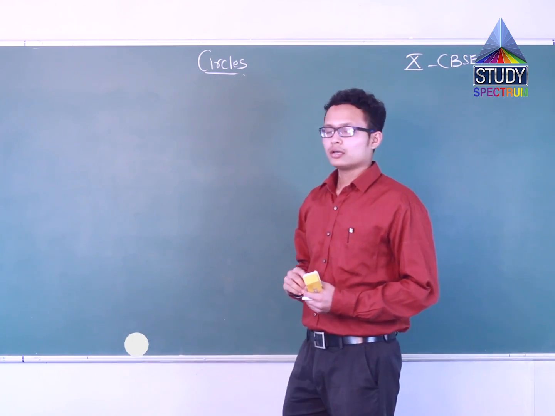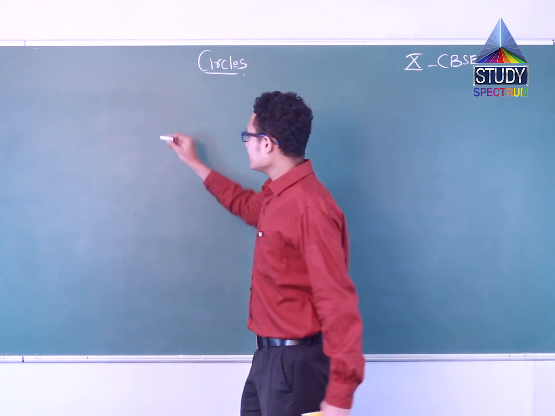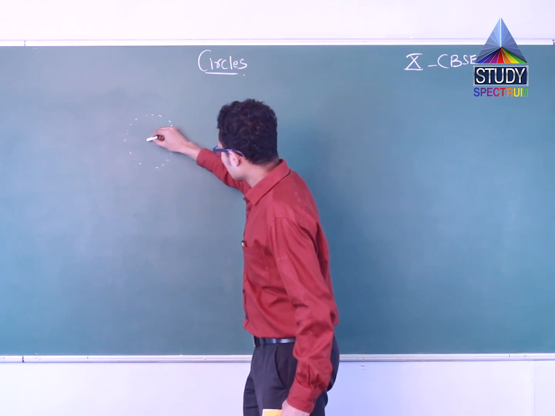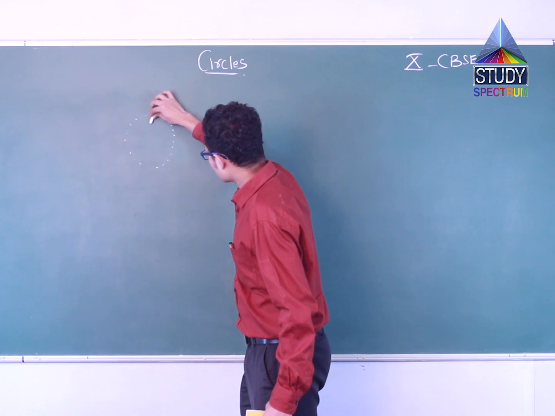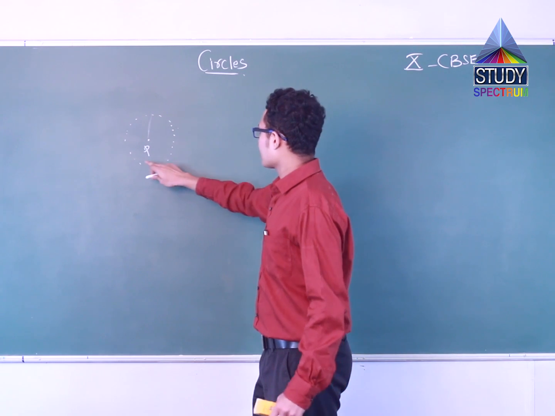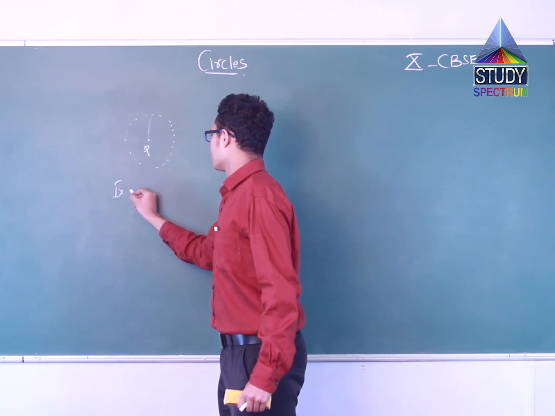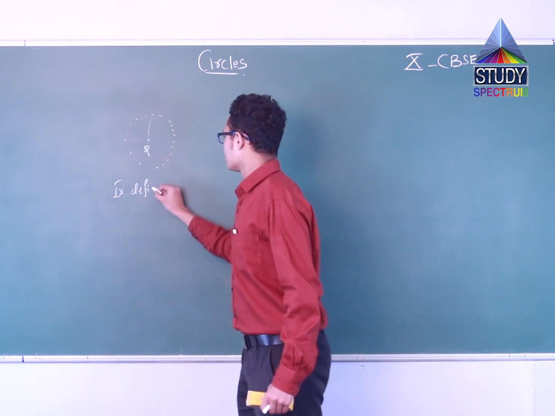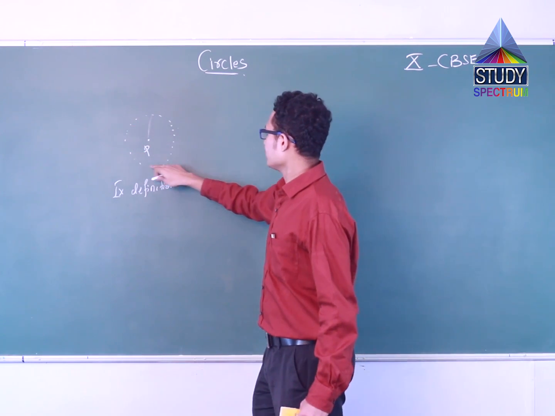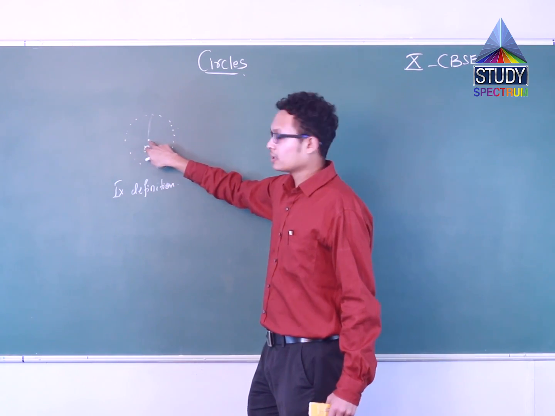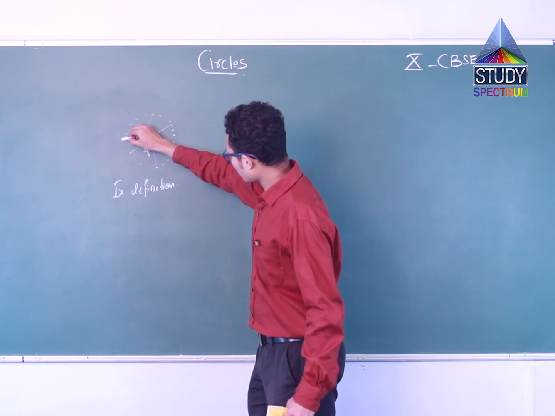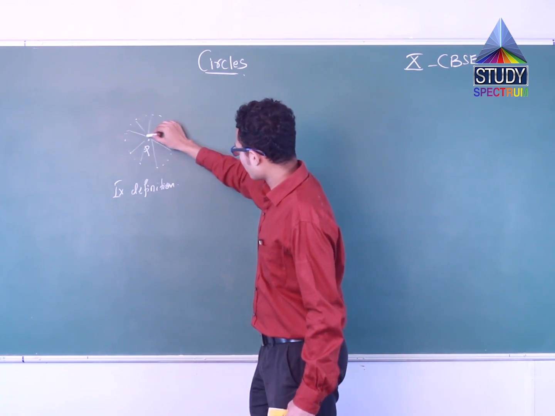In class 9, you have studied that a circle is a collection of points placed in a plane at a constant distance from a fixed point P. I'll repeat, this is the class 9 definition. A circle is a collection of points placed around one fixed point at equidistance. These points are all at equal distances from point P.